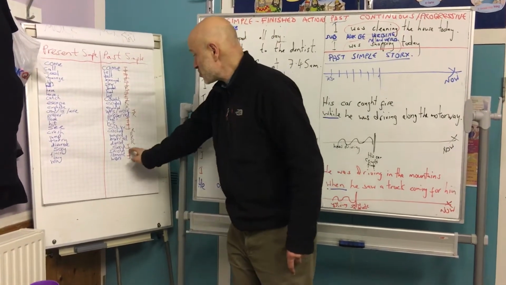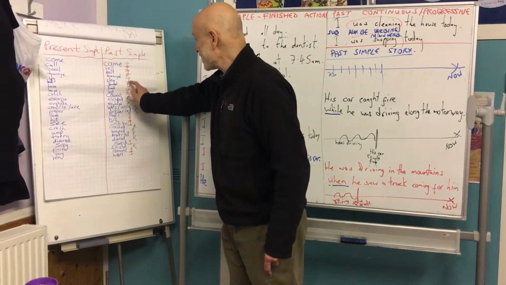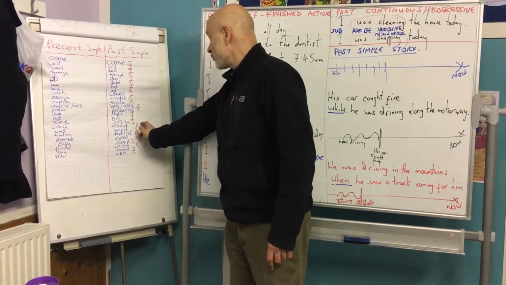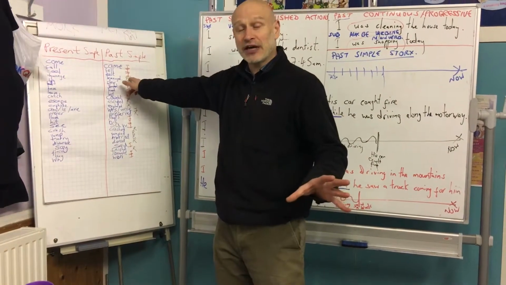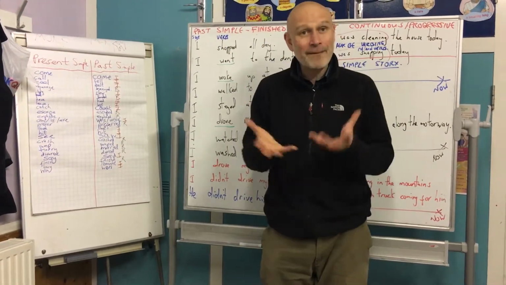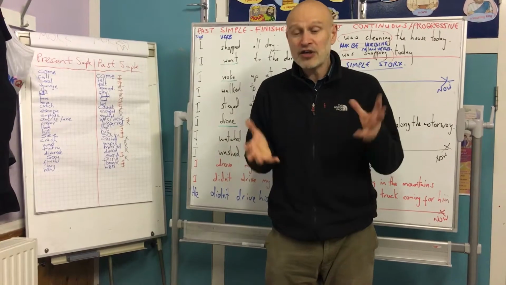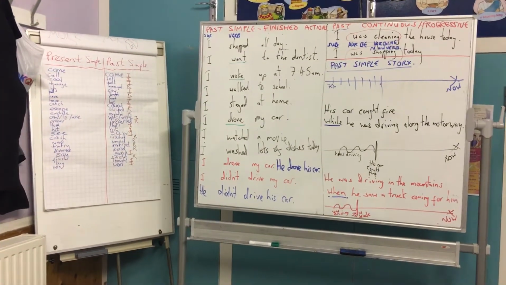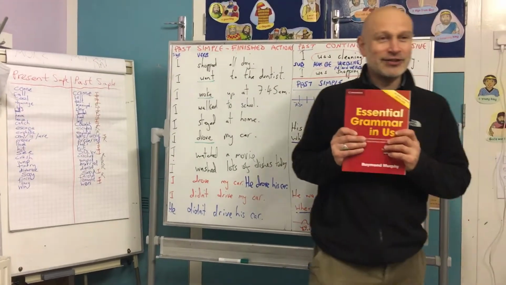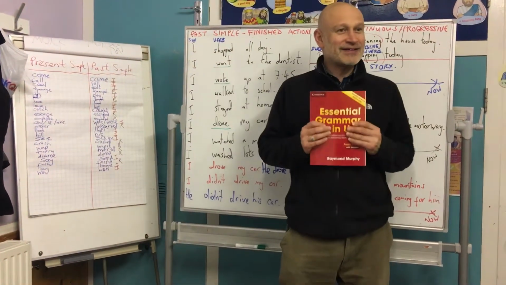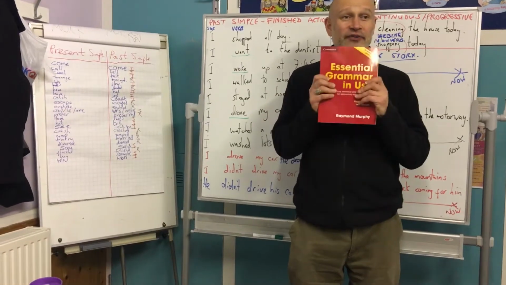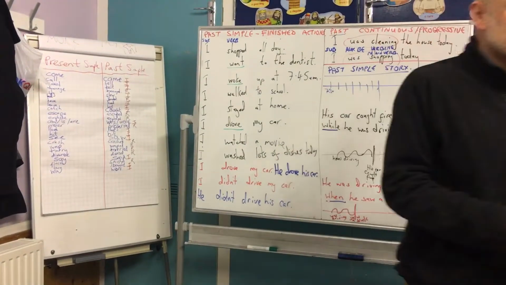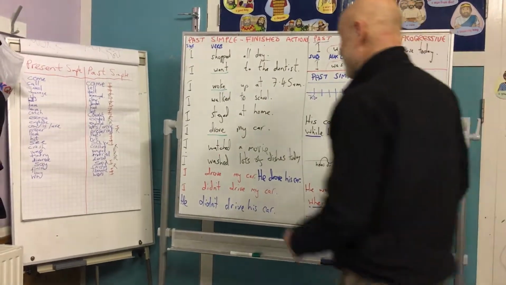Okay? Look, 1, 2, 3, 4, 5, 6, 7, 8, 9, 10, 11, 12, 14 irregular verbs. 1, 2, 3, 4, 5, 6, 7, 8, 9, 10 regular. Irregular seems to come out more. So it's really important that you go to Essential Grammar in Use by Raymond Murphy, page 245. Learn the irregular verbs, please. Okay? It's going to be really important for your exam later on.